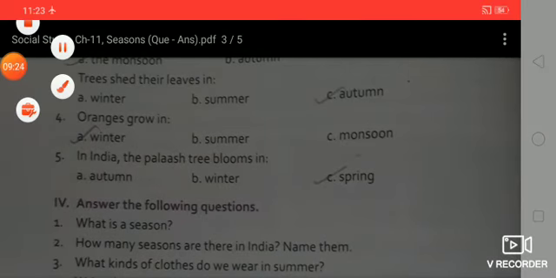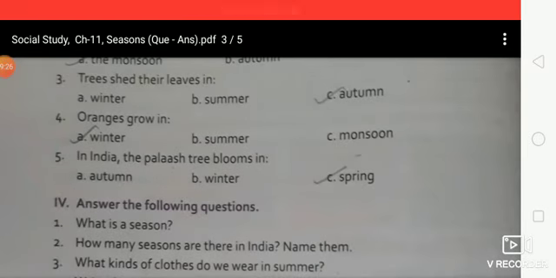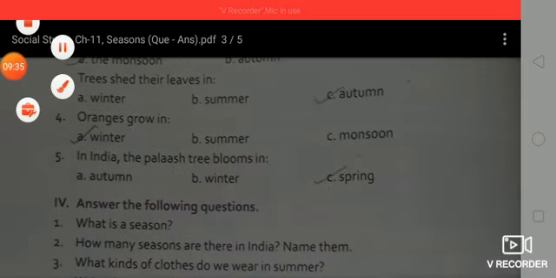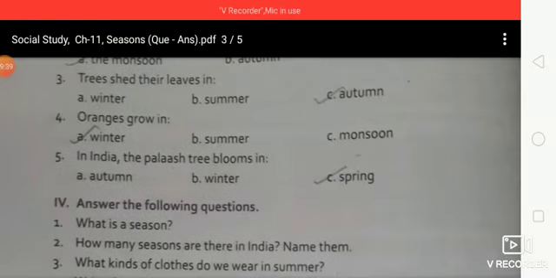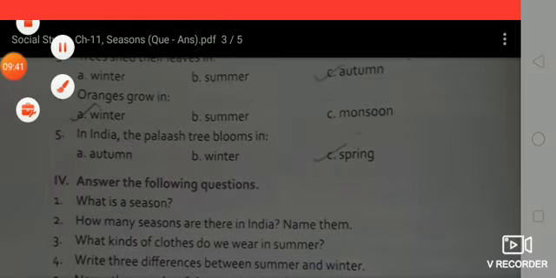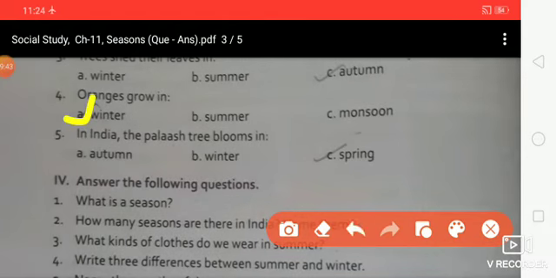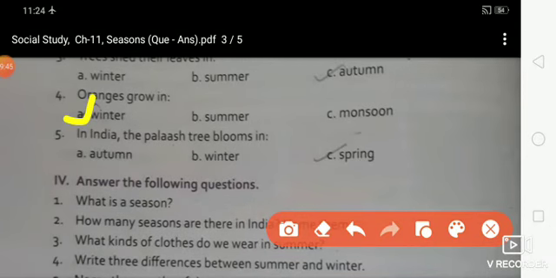Oranges grow in. Option number A, winter, B, summer, and option number C, monsoon. So choose only one option that is right. Option number A is the right answer, winter. Oranges grow in winter. Okay.